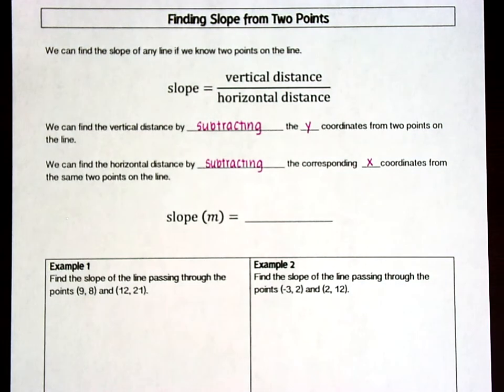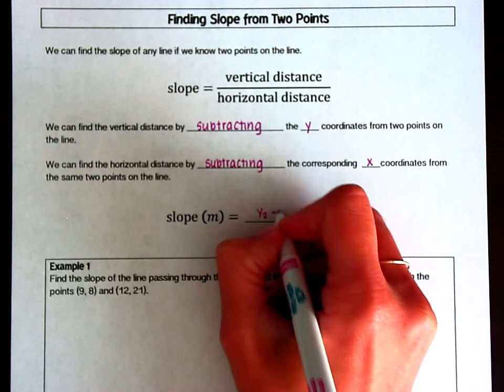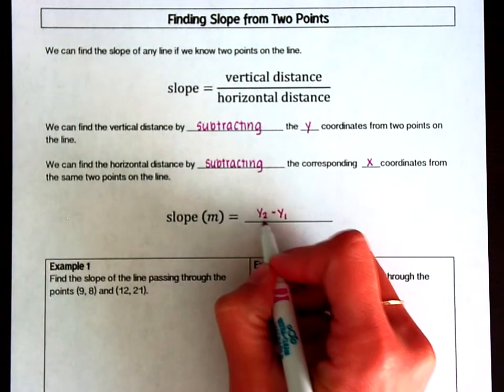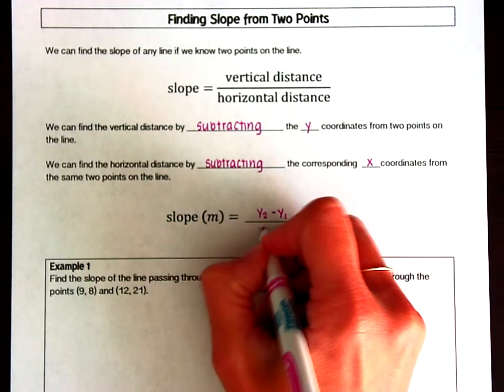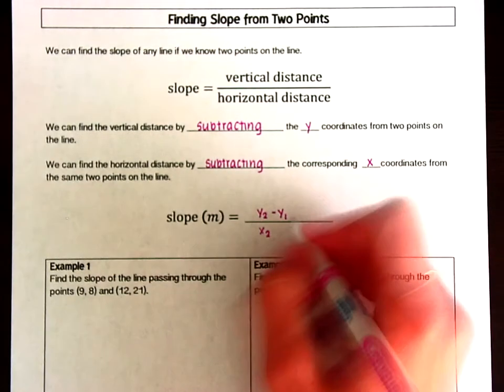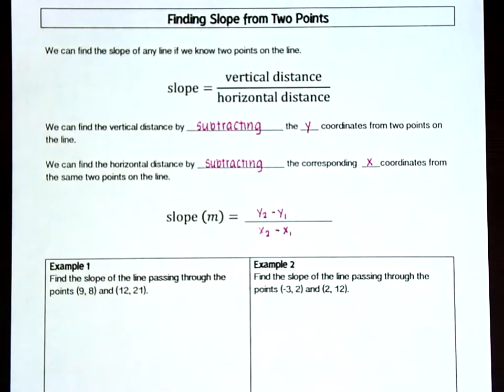So what this looks like in formula is slope, or the variable m, which represents slope, is equal to y2 minus y1, so our second y-coordinate minus our first y-coordinate, over our second, or corresponding, x-coordinate minus our first corresponding x-coordinate. So let's go ahead and put this into action.